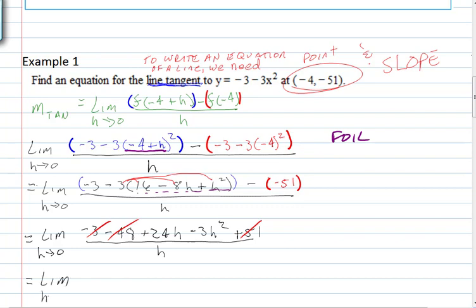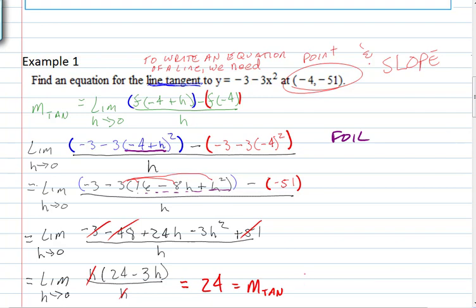So this is the limit as h approaches 0 of h times (24 minus 3h) all over h. Our common factors will cancel out then. And we're left with the limit as h approaches 0 of 24 minus 3h. And what is this equal to? 24. Guess what this is? The slope of the tangent line.